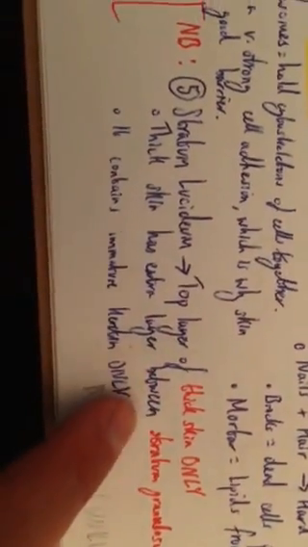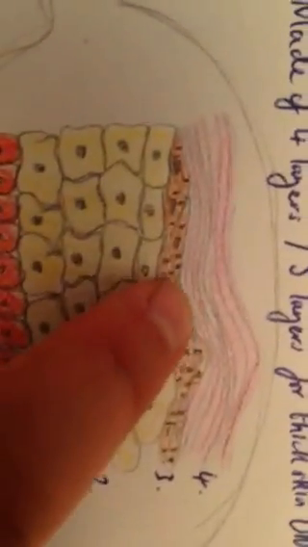So stratum lucidum is a top layer for thick skin only. Thick skin has an extra layer between the stratum granulosum and the stratum corneum, and it contains immature keratin only. So thick skin has an extra layer here, called the stratum lucidum. This is very minor. Anyway, we'll move on.